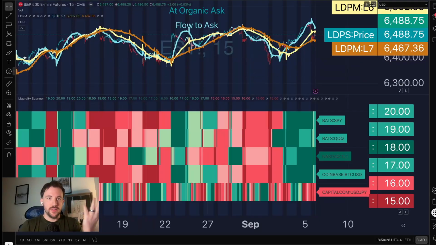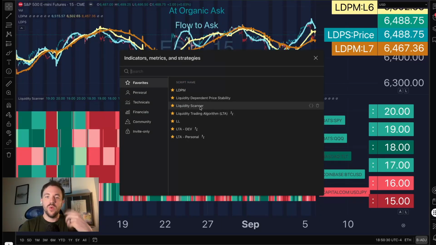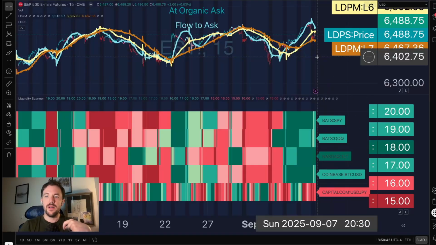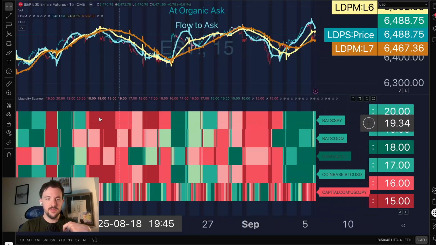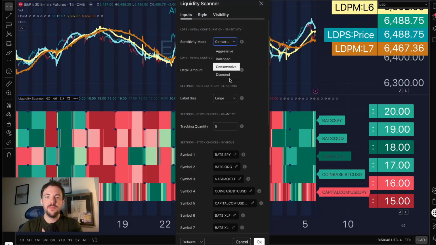So first, the liquidity scanner. When you want to add it to your chart, you just look for liquidity scanner, and it'll probably be in your invite-only section. Then you put on the liquidity scanner here, and what pops up will look similar to this. As a personal preference, I typically put the sensitivity on conservative, because since it's a large view, this is usually to look at general trends and behaviors, at least in my head. But definitely feel free to play around with the different views that each one of these gives us.